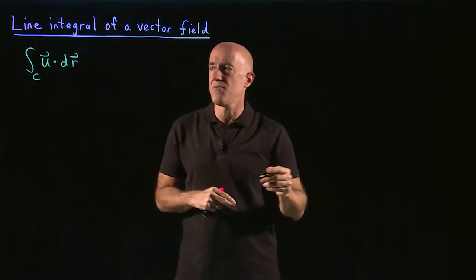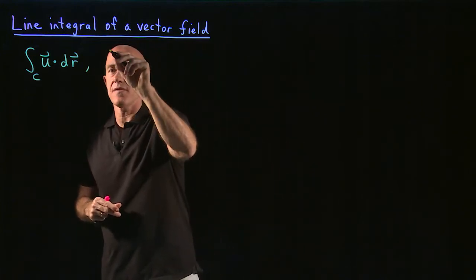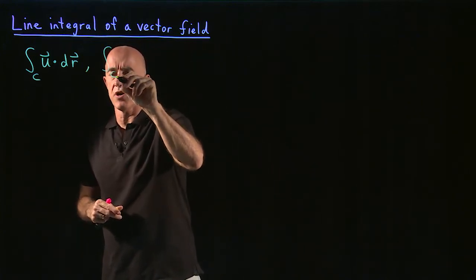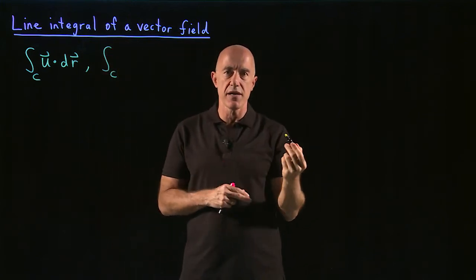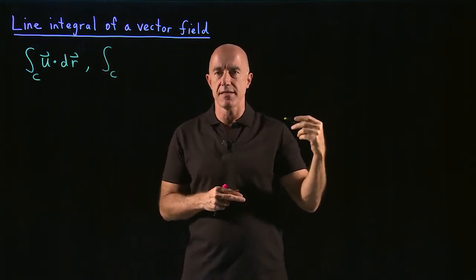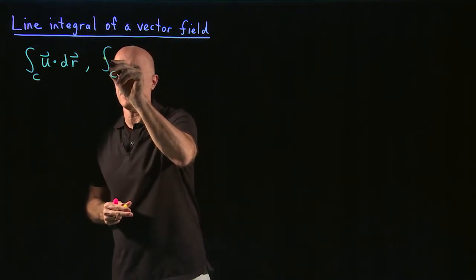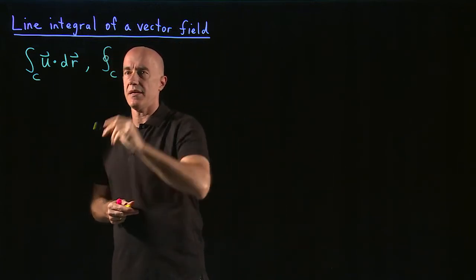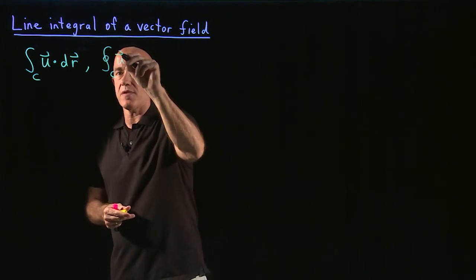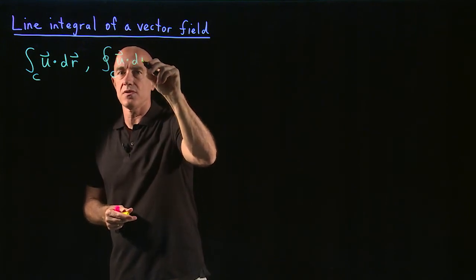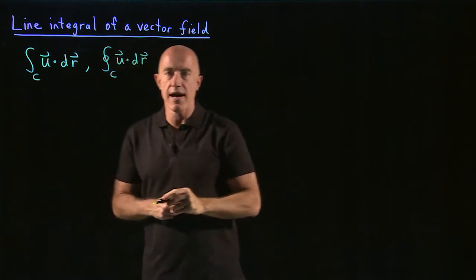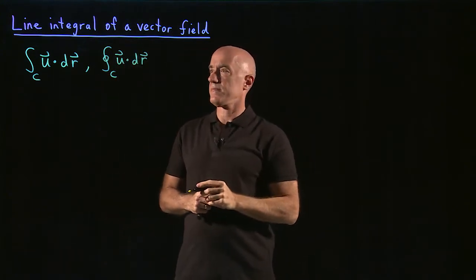Or another way you might see this, if the curve is a closed curve, meaning that the starting point of the curve is the same as the ending point, like a circle, say, then you would put a circle on the integral sign, and that would represent the integral of u dot dr around a closed curve.